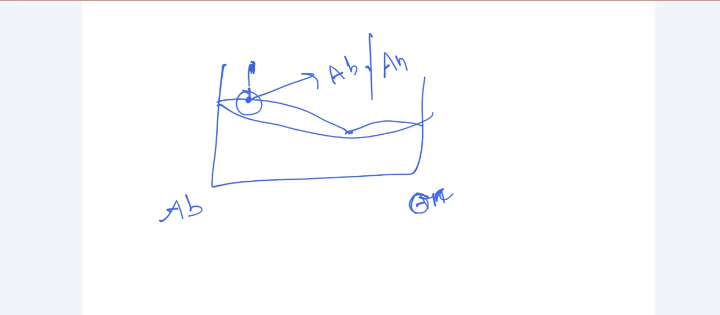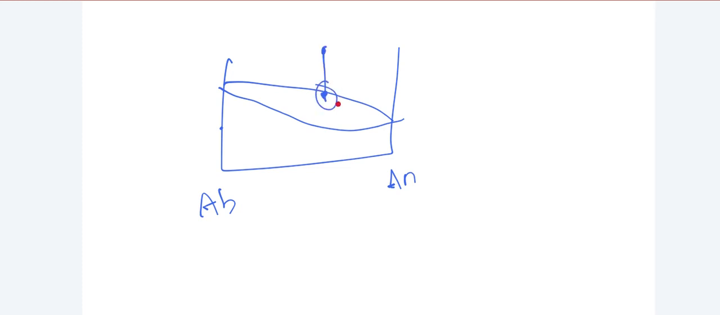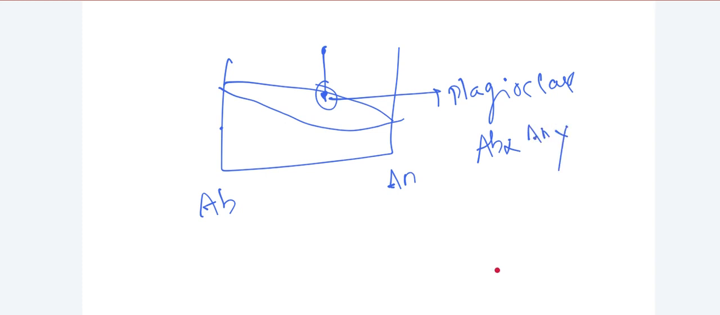For the albite anorthite system, this is the albite anorthite system. Okay, so the first crystal will be... what is the name of the crystal? I want the name. So the first crystal will be plagioclase. That plagioclase is composed of albite something and anorthite something. So this is the thing.